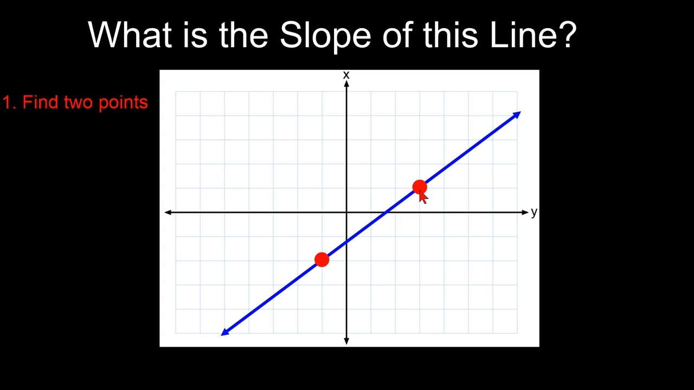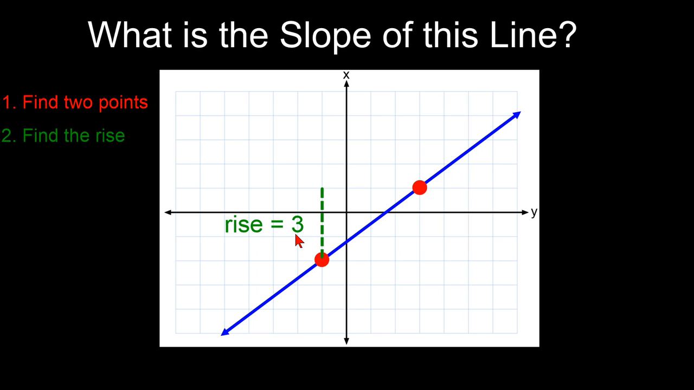And next thing we want to do is find the rise. So we want to figure out how much you go up from left to right to get to the next point. And that would be right here. You go up 3, so positive 3 for the rise.